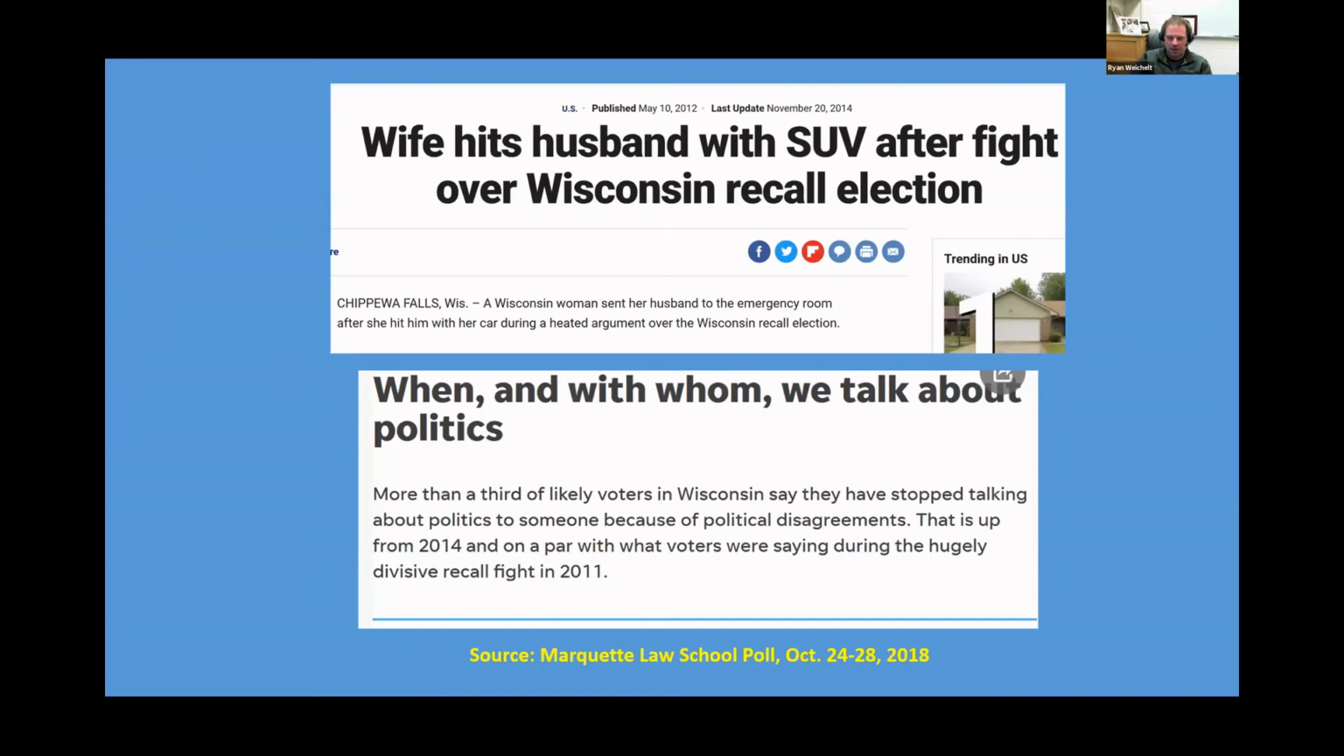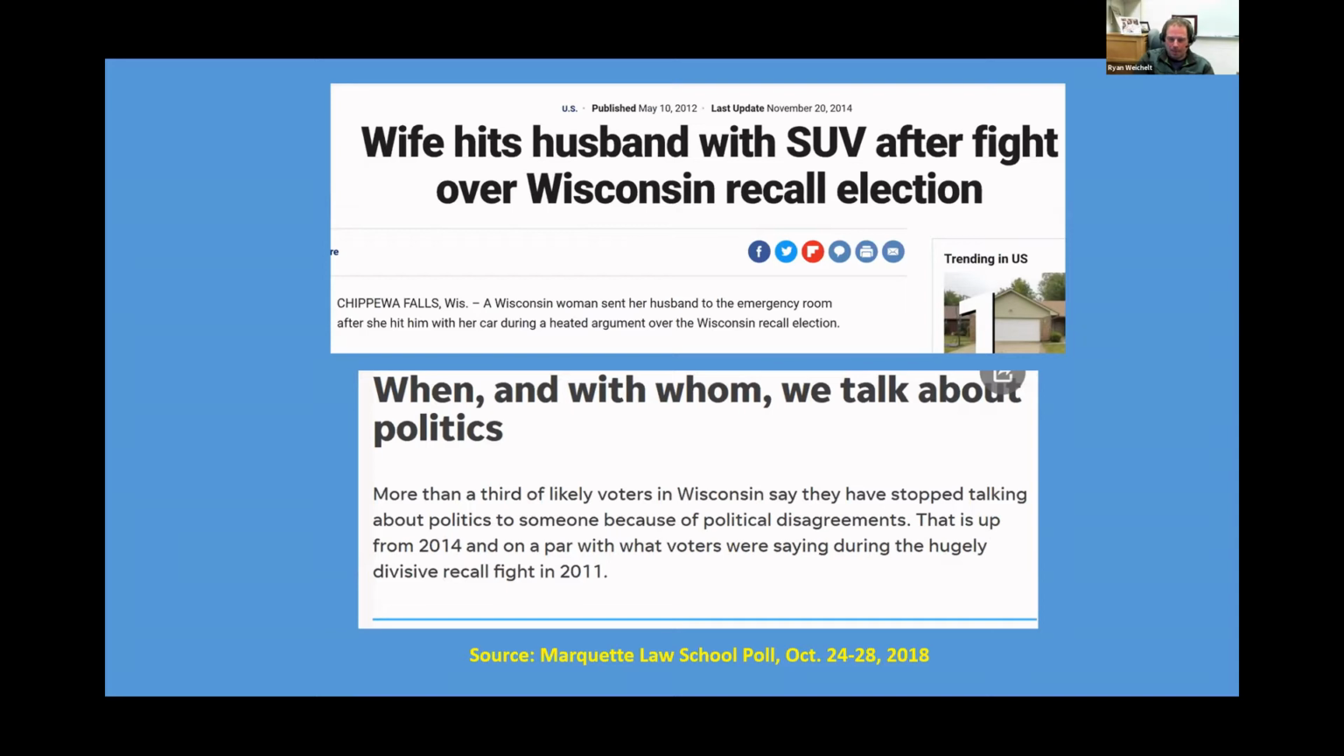I remember this was in Chippewa, where a wife hit her husband because he went to vote, I think, for Walker, and she said he should vote for Barrett. We see this type of thing. People just don't like talking about politics. And this only got worse with Trump, right? It's just continued to go on. This started in Wisconsin and continued to happen.